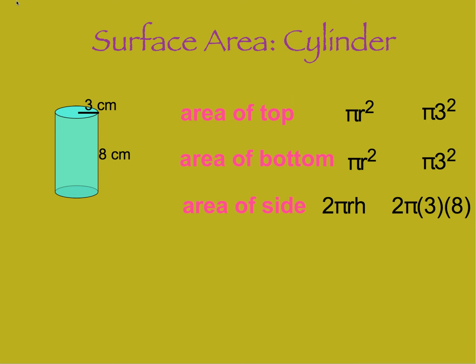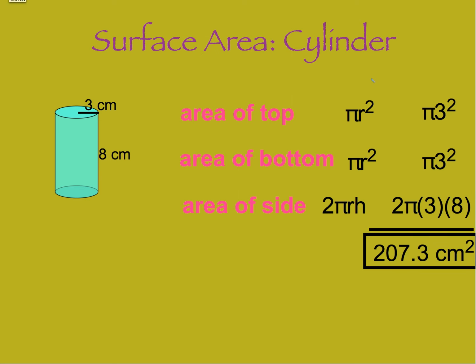So now let's plug in the numbers that we have here. Instead of radius, I plugged in 3, so pi times 3 squared. I did the same thing for the bottom. And then here it's 2 times pi times the radius, which is 3, times the height, which is 8. When you plug each of these in, and remember you're adding all of this together because for surface area it's taking each of the sides and adding it together, you get 207 3/10 centimeters squared.